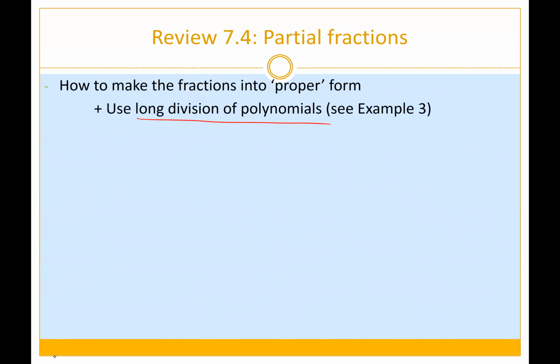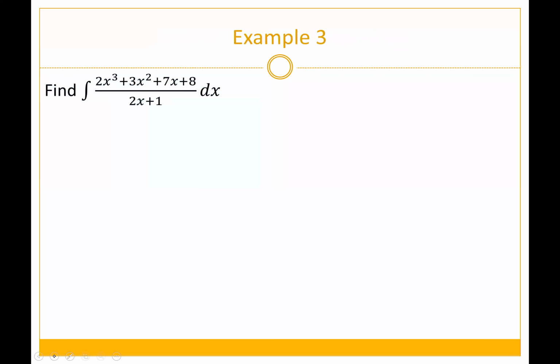So let's do example 3 to see how it goes. The first thing is that I try to show you guys how to use long division to put it into the proper form of a polynomial. So what we have is (2x^3 + 3x^2 + 7x + 8) divided by (2x + 1).